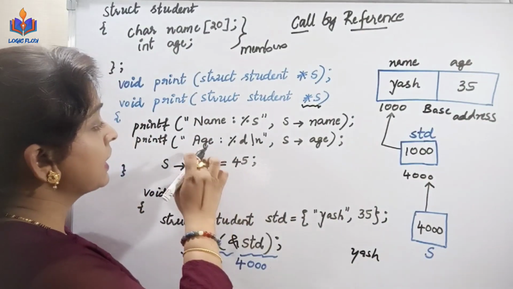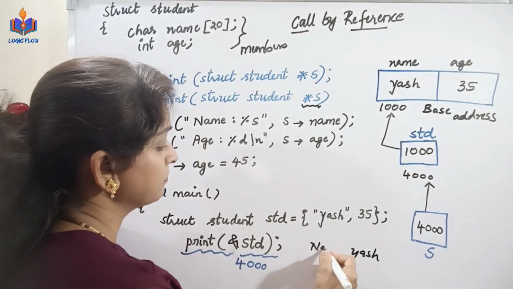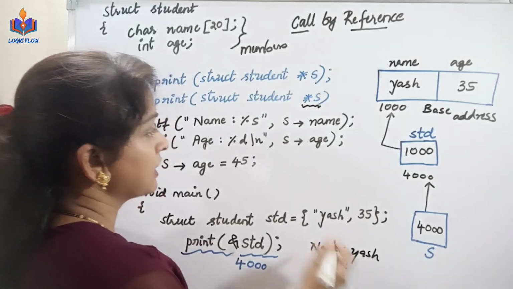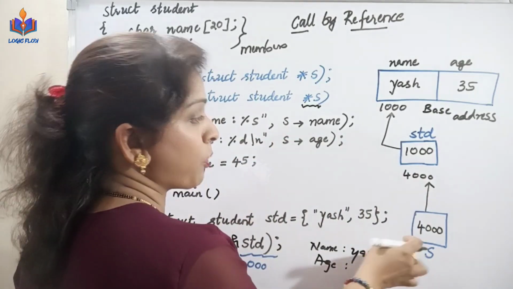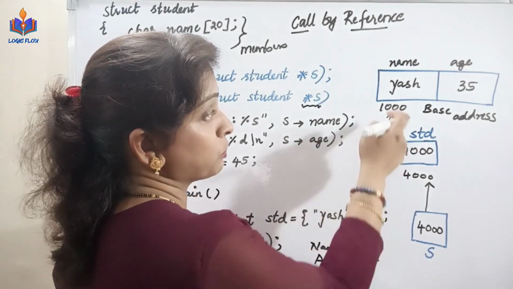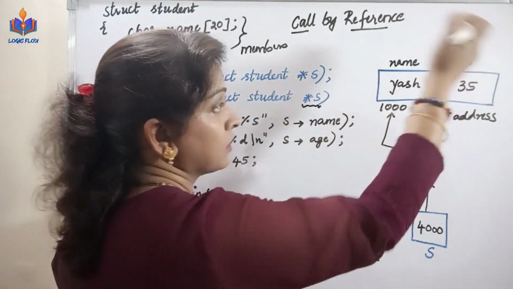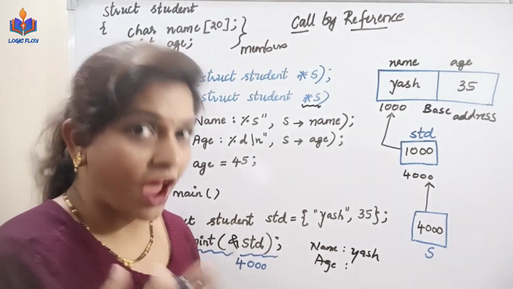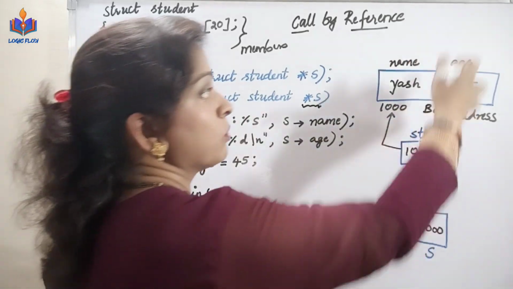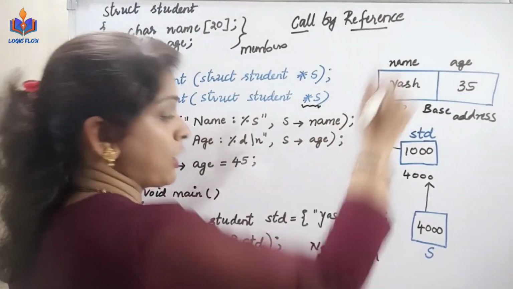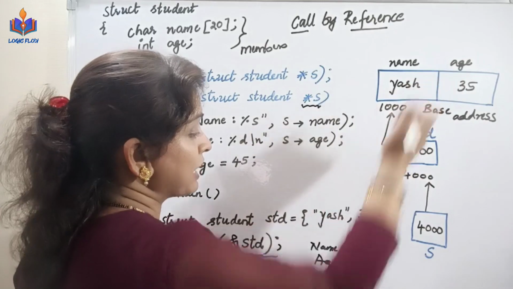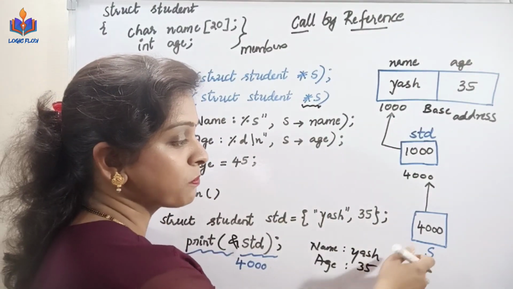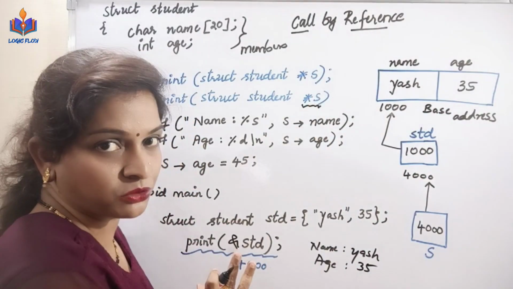Okay. Then I say age. So name, it is yes. New line. Then I say age. It is percentage D. Yes is pointing to 4000. 4000 is pointing to 1000. I say yes arrow mark name, because for a structure pointer it is not dot, it is arrow mark. So yes arrow mark name is done. Yes arrow mark age. So what is the value there? It is 35. Right. So through this structure pointer, I am pointing to the same structure.